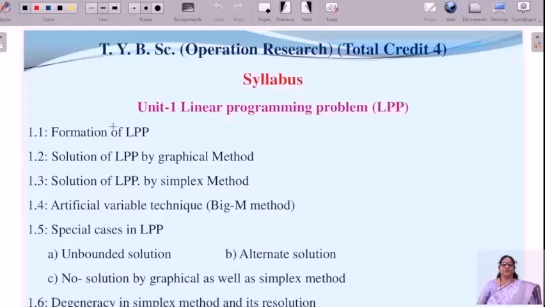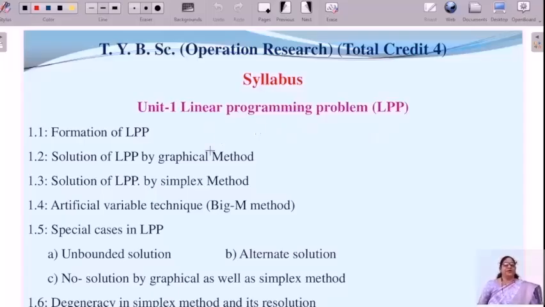Dear student, today we will begin with the subject Operation Research for TYBSc class. It carries a total of 4 credits and consists of 4 chapters. Let us see the syllabus of the first chapter, that is linear programming problem. What will we learn in the linear programming problem?